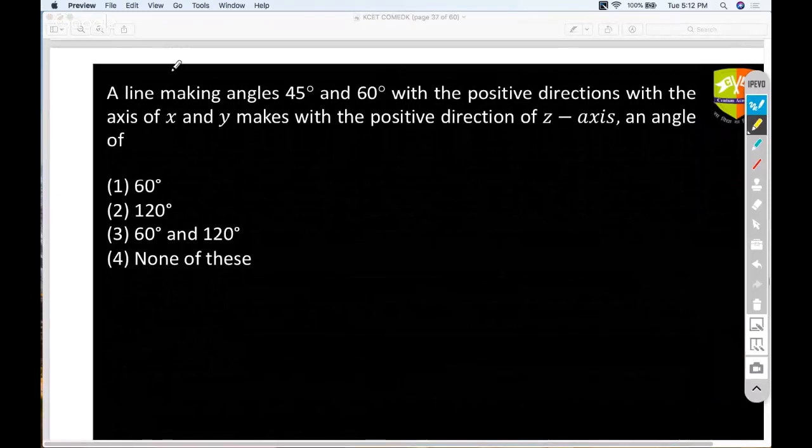Next is your question number 37. A line makes an angle of 45 and 60 with the positive direction of x and y axis. With the positive direction of z, the line makes which of the following angles? These are all time-saving questions. So let's be very fast. Try to solve this within 10 to 15 seconds, not more than that.